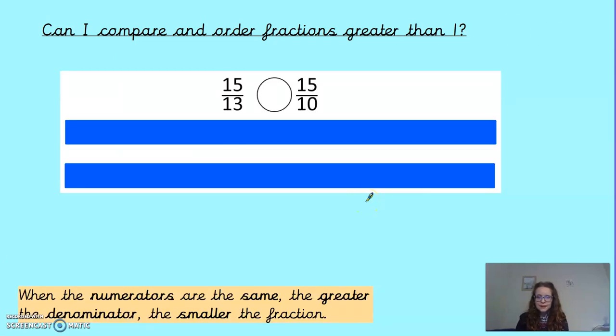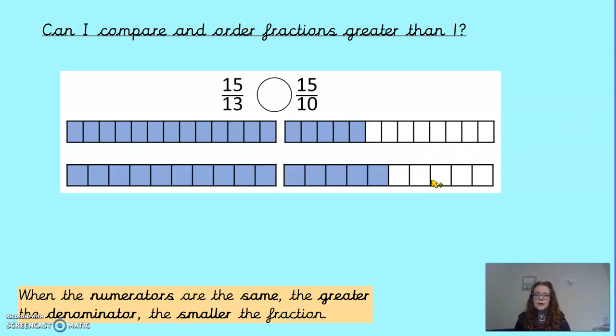Okay. Right then, next top tip. When the numerators are the same, the greater the denominator, the smaller the fraction. So this is the opposite way round, okay? When you have two numerators that are identical, then the greater the denominator, the smaller the fraction. And we can show you just like this.